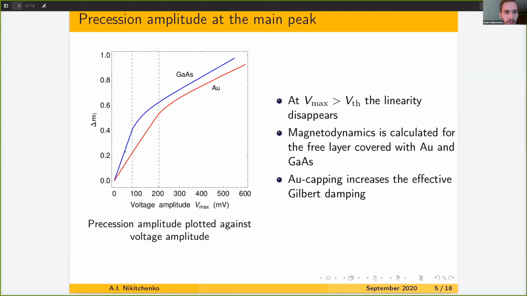Now, using this data, we can plot the precession amplitude at the main peak against the voltage amplitude. And here one can see 2 curves calculated for semiconductor capped and gold capped free layers. Note that the dependence is linear under some threshold value, and above the threshold voltage amplitude, some nonlinearity appears with additional peaks and breaks. We find that the gold capped free layer has larger spin mixing conductance. That's why its effective Gilbert damping is larger, and the magnetization dynamics in this case is weaker.